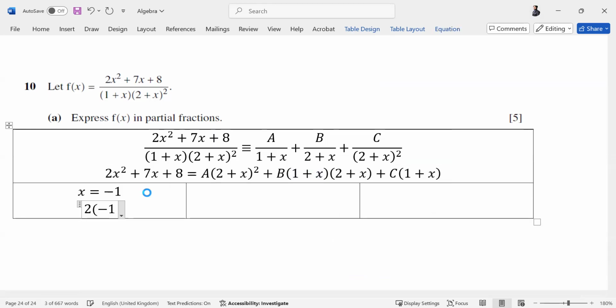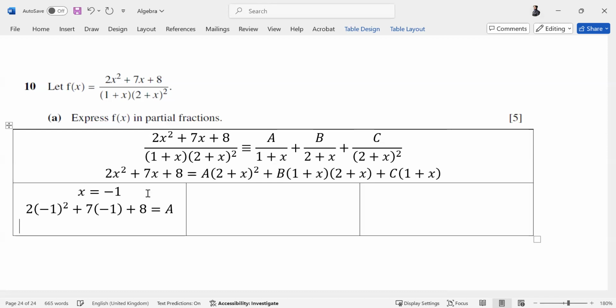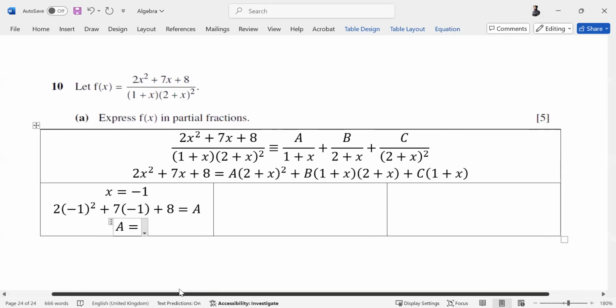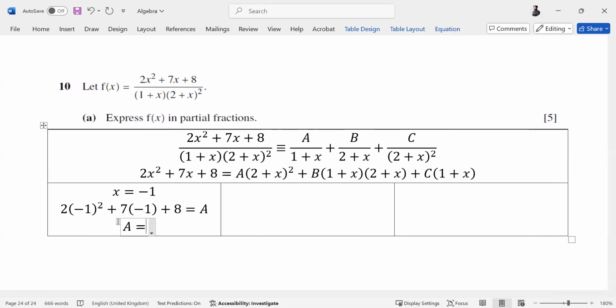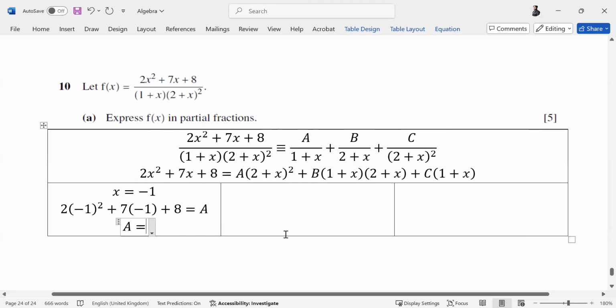Remember, this is the value that you're supposed to plug in on both sides. 7 into -1 plus 8, and a 2 minus 1 is 1, and the square of that is just 1. So I'll be left with a. So what is the value of a that I end up with? Three. Okay. Then what is the next value of x that we'll like to plug in?